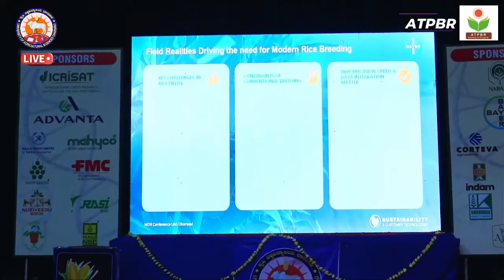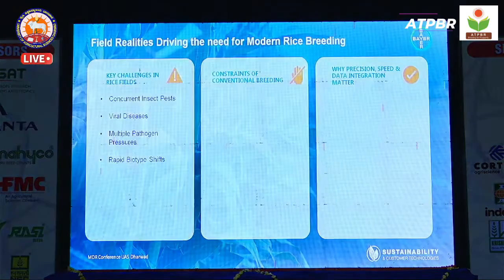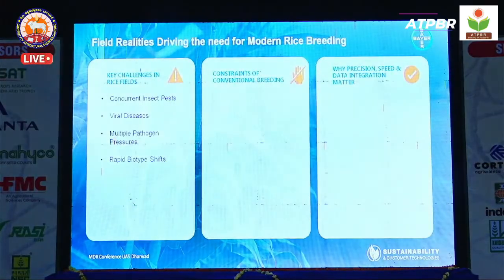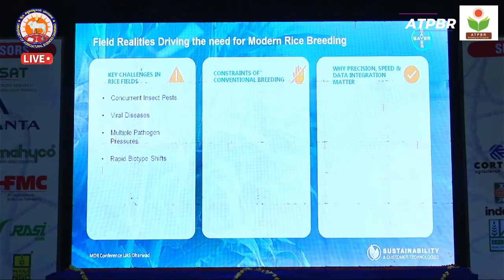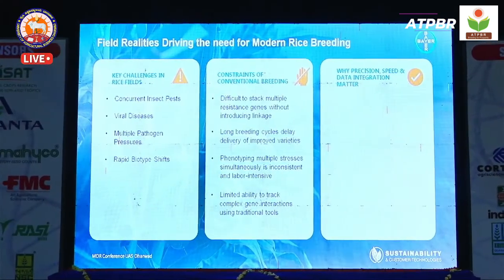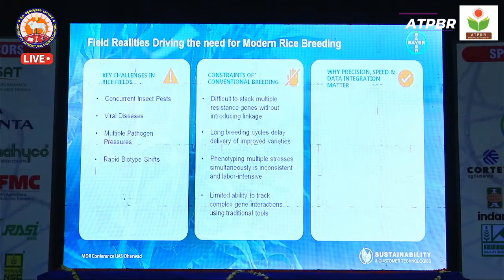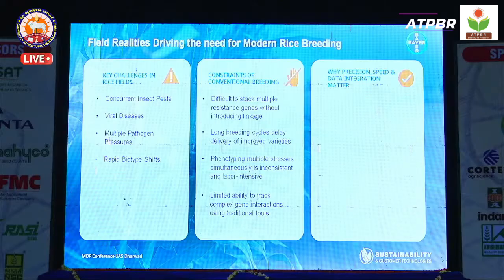Now, what are the field realities driving modern rice breeding? These are the key challenges we see in the field: insect pests, which we all know; viral diseases, which are becoming very important now; and multiple pathogen pressures and rapid biotype shifts. In conventional breeding, we have constraints like it being difficult to stack multiple resistance genes without introducing linkage. Long breeding cycles delay delivery of improved varieties. Phenotyping multiple stresses simultaneously is inconsistent and labor-intensive. There is limited ability to track complex gene interactions using traditional tools.